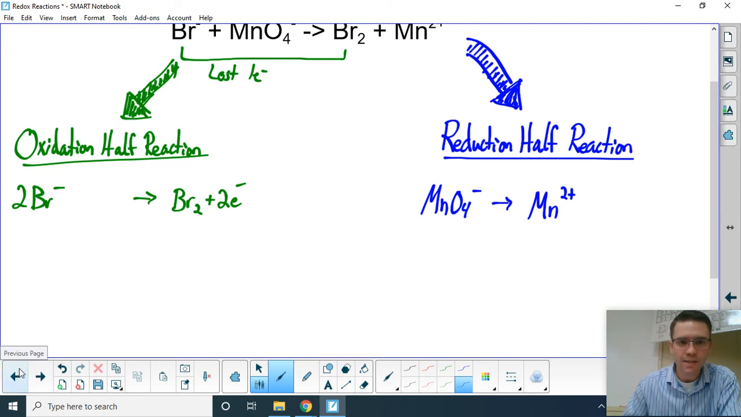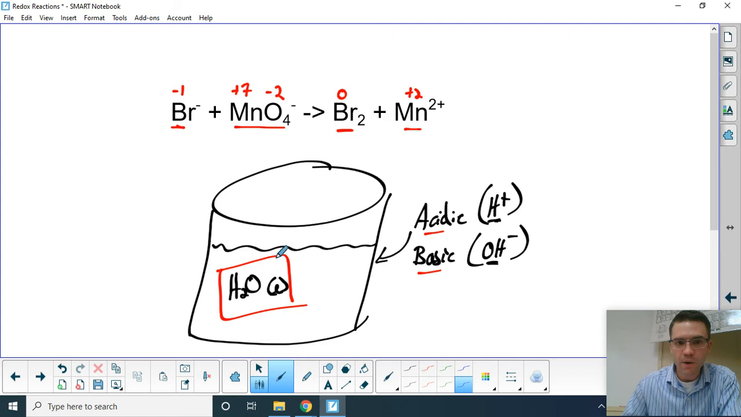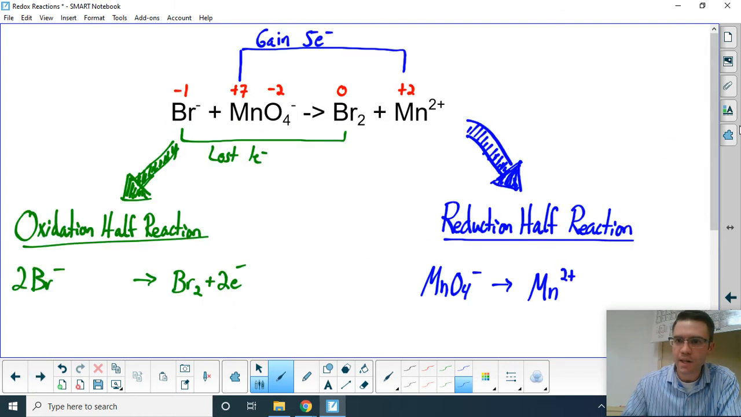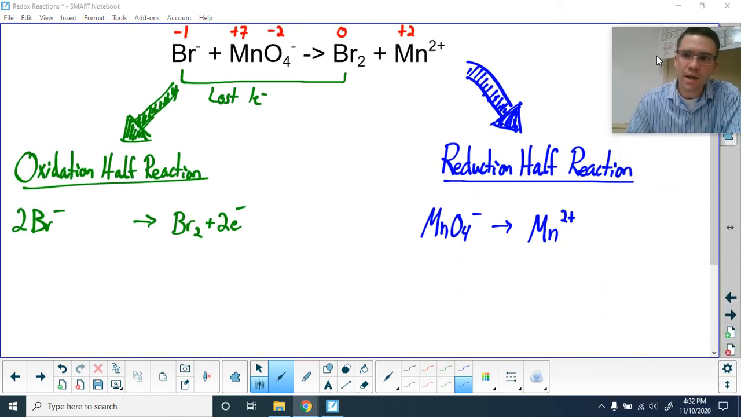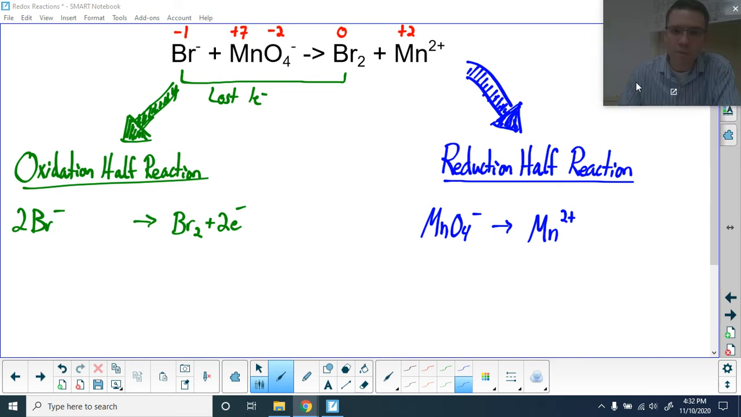And your oxygen has to come from somewhere or be going somewhere. And it's going to be these guys. We have oxygen in H2O or oxygen in our hydroxide groups. And here's your method for keeping track of oxygens. If you need more oxygens in a chemical reaction, we're going to use H2O to give more oxygens.